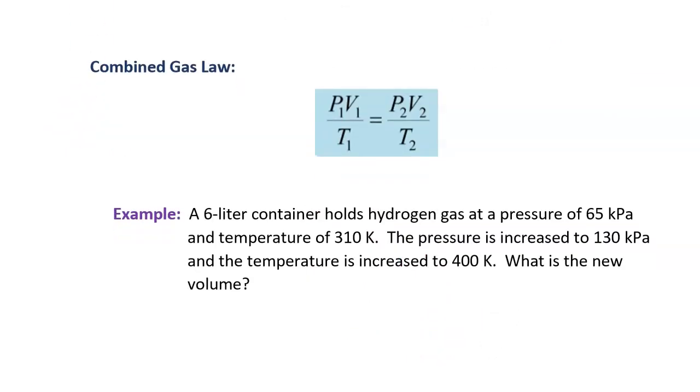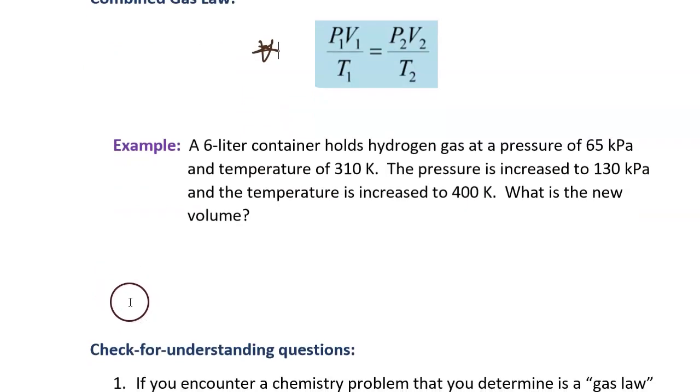We have one more law to investigate, and this is the combined gas law that puts together the ideas from Boyle, Charles, and Gay-Lussac all into one formula. Here it is. Here's an example in which we'll use that formula. A 6-liter container, that's volume number 1, holds hydrogen gas at a pressure of 65 kilopascals. This is P1. And a temperature of 310 Kelvin. That's T1. The pressure is increased to 130 kilopascals. This is our new pressure, P2.